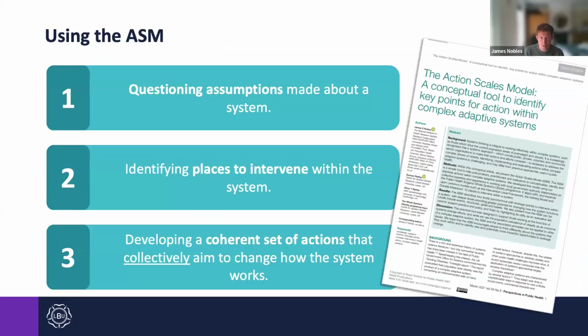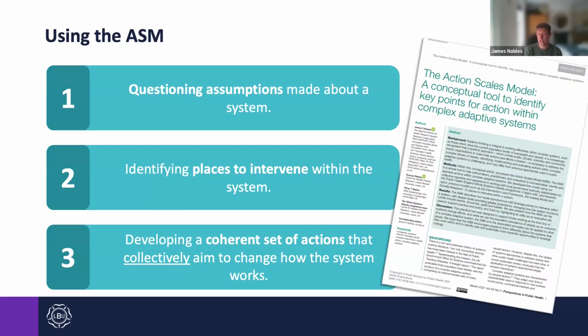So there are several ways in which we can use tools like the action scales model. We can use it to question the assumptions made about a system. If you've developed a systems map, you can use it to ask follow-up questions of the system that you've created: are we truly representing the problem or the structures within the system? Is everything represented within there? Have we got a comprehensive understanding of what it is that's driving the problem? Are we considering the goals that the system is working towards? Are we considering the beliefs, the attitudes, the mindsets of those people who are structuring the system in the way in which they are?